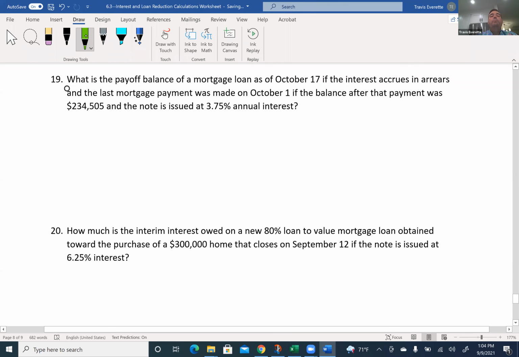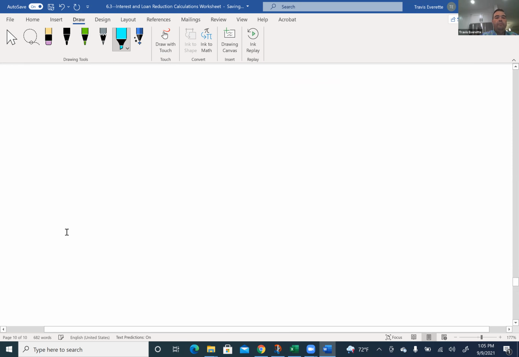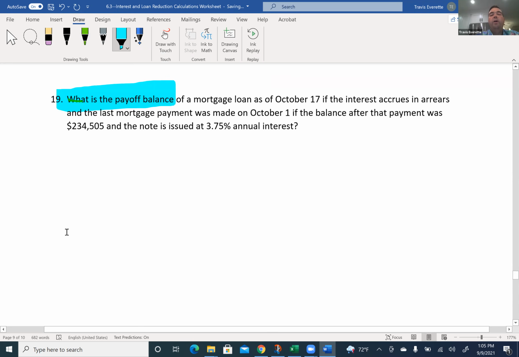Number 19 says, what's the payoff balance? So there's a question right there. What is the payoff balance? Okay. Go ahead and give myself plenty of room to work here. There we go. What's the payoff balance of a mortgage loan as of October 17th if the interest accrues in arrears and the last mortgage payment was made on October 1? That's all fluff information, folks. We know the interest accrues in arrears. It always does. We also know that the last payment was made on the first of the month because payments are always made on the first of the month.